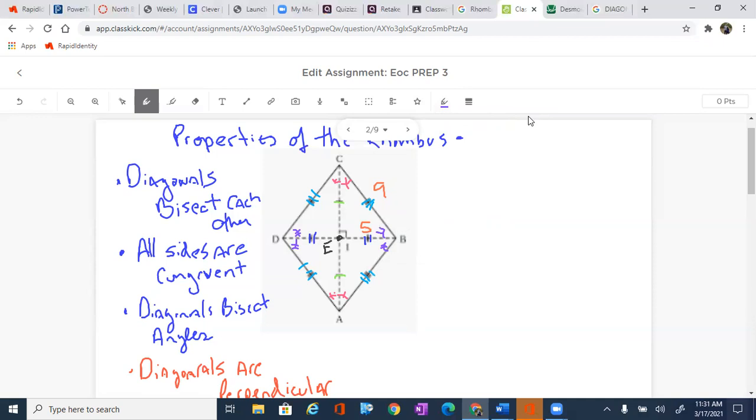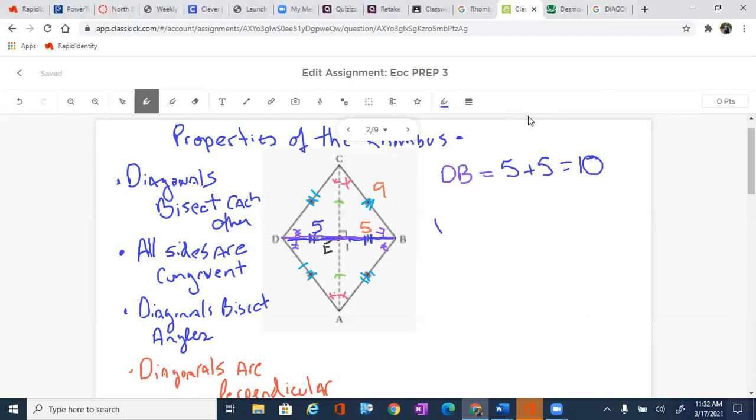If I was to ask, what is the length of DB? So what is the measure of DB? Well, we know that DB is all the way across this diagonal right there. And one of the things we just said was that the diagonal is bisected. So this length right there is 5. That would mean that this is also 5 right there. So DB has a length of 5 plus 5, nice and easy math, which is 10.